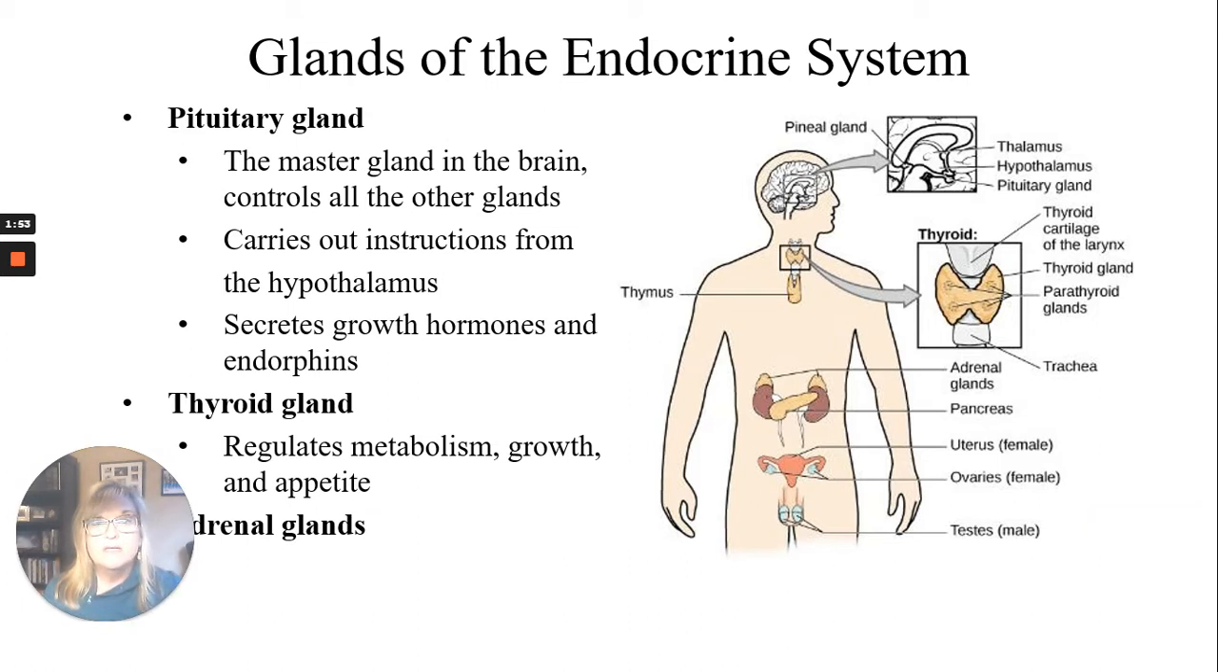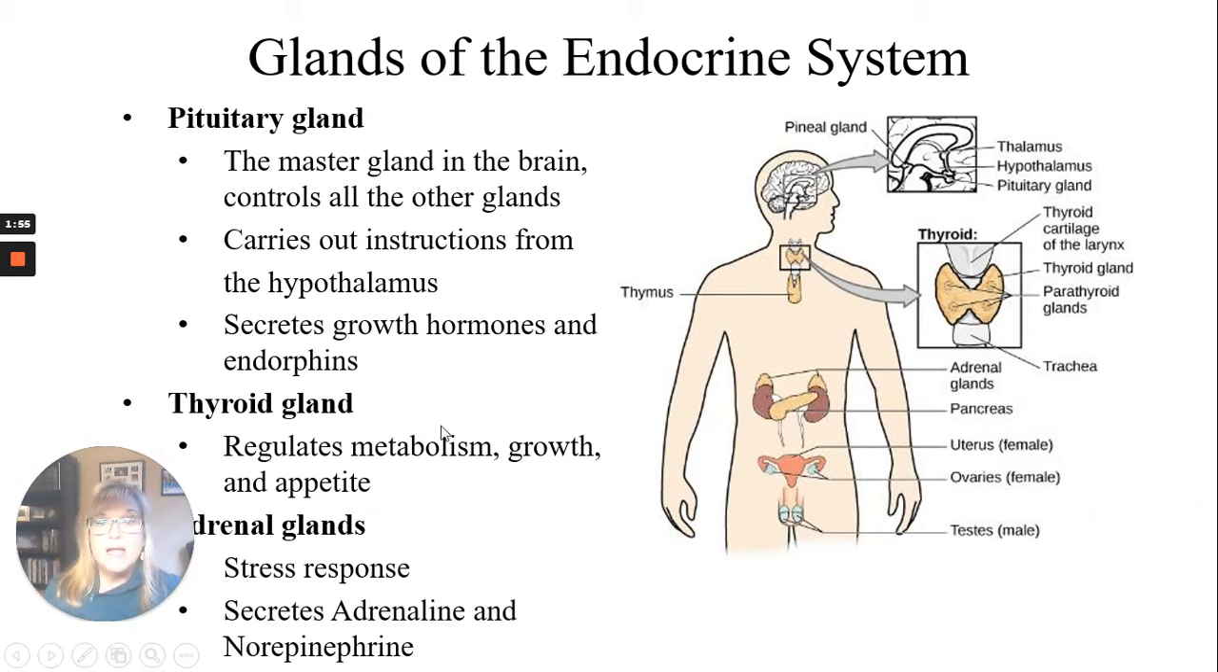Then our adrenal glands are right above our kidneys, and they help activate our stress response, most likely our long-term stress response, that continuous loop of stress response, which we'll talk about in later chapters as well. The adrenal glands secrete adrenaline, and adrenaline is what revs us up to get us ready to respond to a stressful situation, and it's what kind of gives us panic attacks and anxiety attacks as well. Norepinephrine is what calms us down.